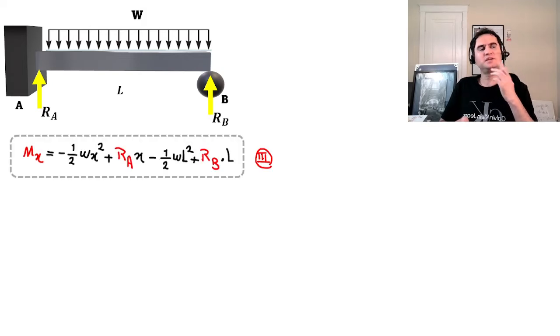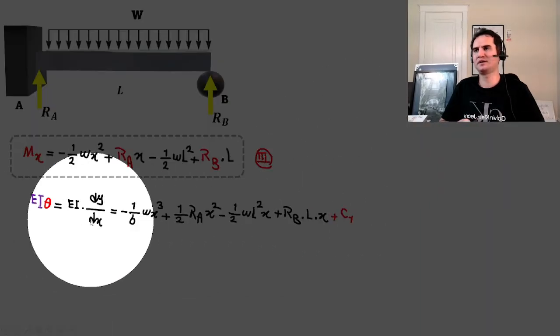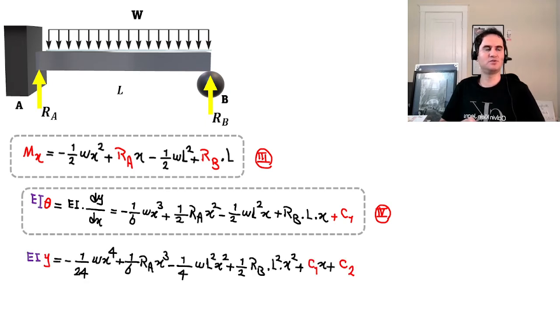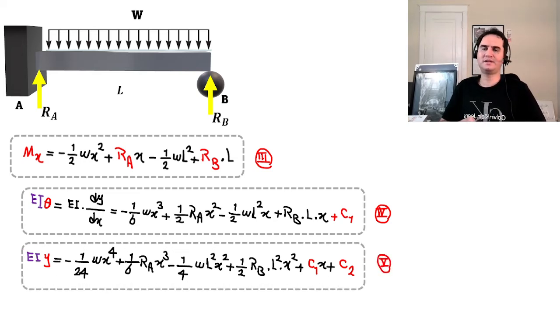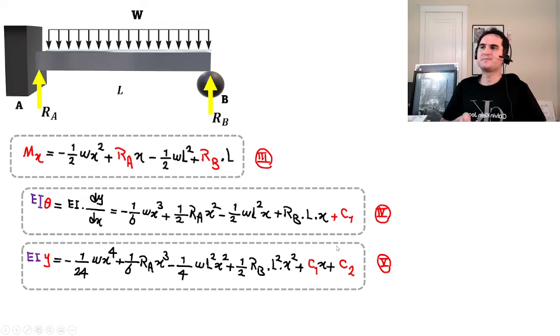if we integrate equation 3 two times, we can get the deflection from moment. So let's see how that goes. EI theta, which is the slope, is the first integration of moment, and the first constant appears here, C1. We call that equation 4. Integrated once more, it gives us the equation of the elastic curve, which is the deflection, and we call that equation 5, and the second integration constant appears.